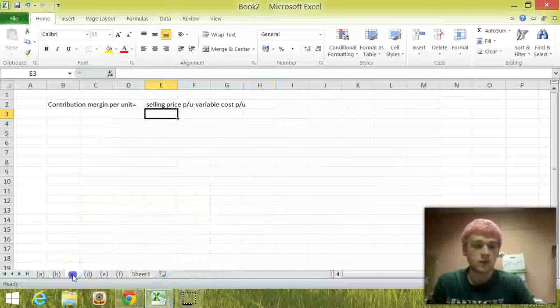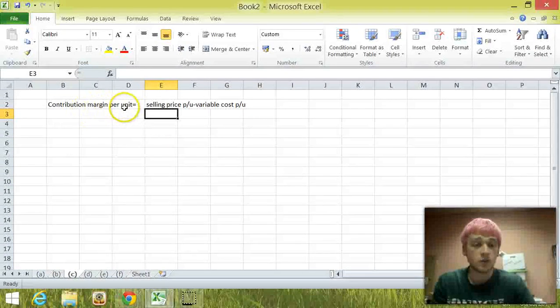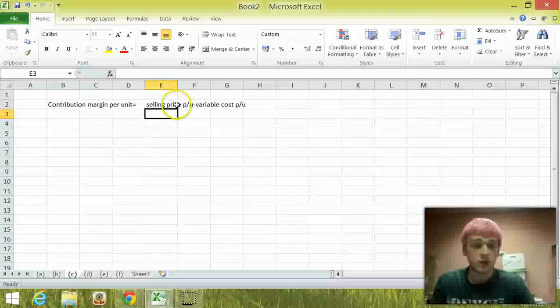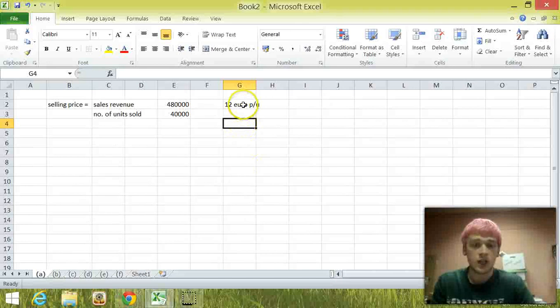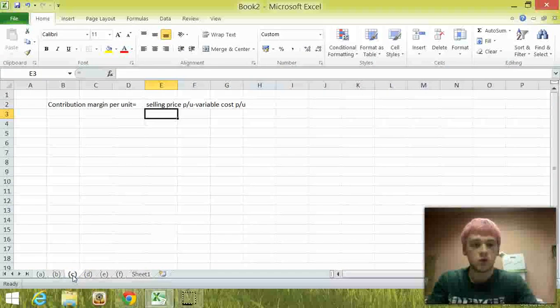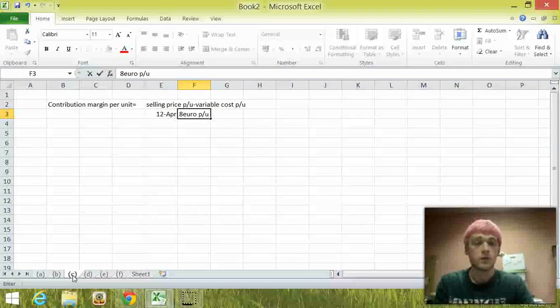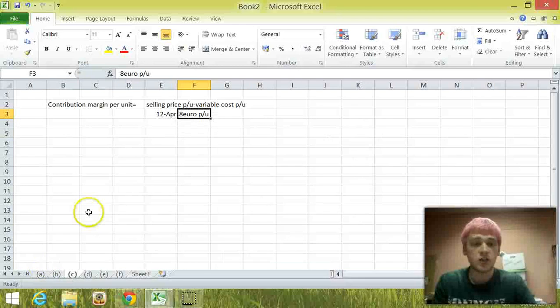So if we go into part C, we have another formula. The contribution margin per unit is equal to the selling price per unit minus the variable cost per unit. In parts A and B, we've calculated the selling price per unit of €12 and also the variable cost per unit of €4. So if we do 12 minus 4, we get €8 per unit for our contribution margin. So basically we have €8 left after covering our variable costs to cover 1 unit of fixed costs.